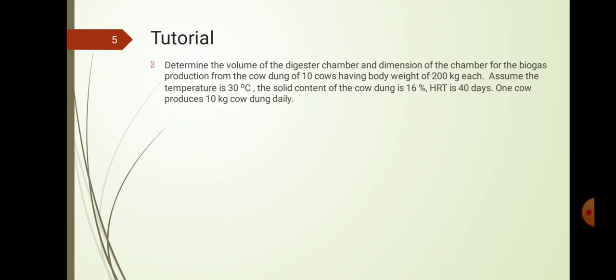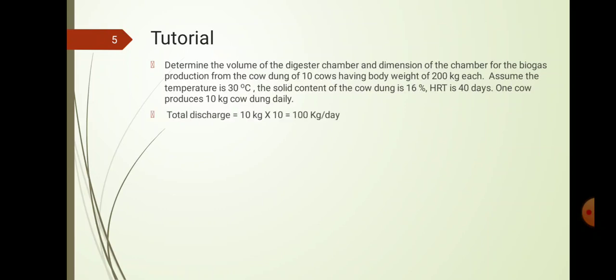Another important thing in the problem is the solid content of cow dung. If you take cow dung, its solid content is 16%. So the remaining 84% will be liquid. And another thing given is the residence time. Residence time means how many days we have to keep this cow dung to convert it into biogas. That is 40 days. So these are the given data.